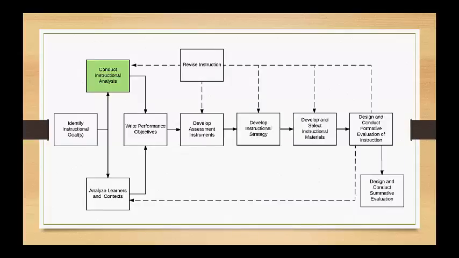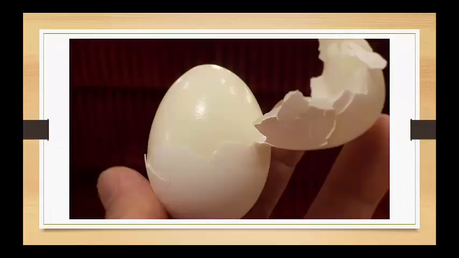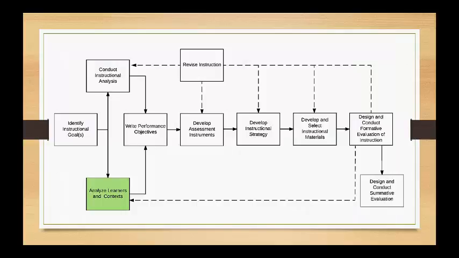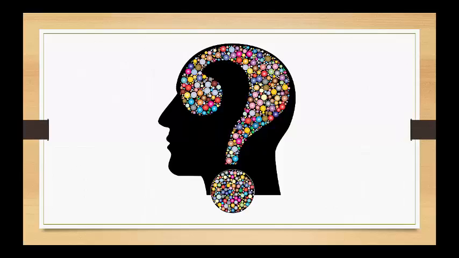Conduct instructional analysis. Determine the steps necessary for a learner to demonstrate the identified goal. Identify the subordinate skills that a learner must have. For example, you must know how to hard-boil an egg before you can create deviled eggs. By identifying the required entry skills, you can ensure that the learner is ready to interact with the new information that will be presented.